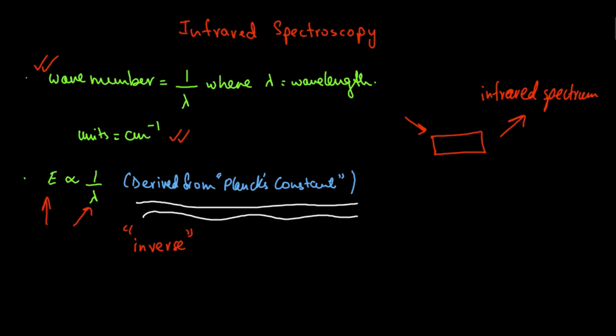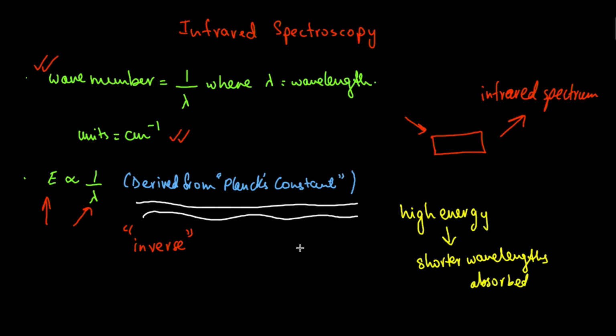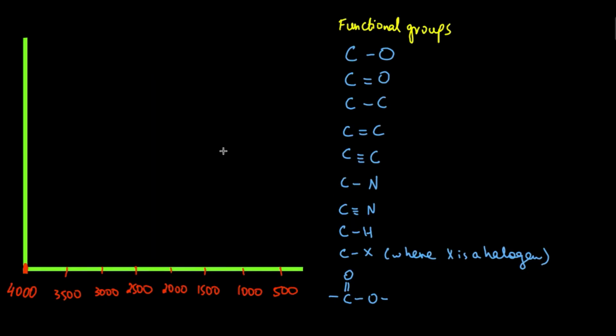That means if we have high energy, we should have shorter wavelengths absorbed, and if we have low energy, the opposite should happen, longer wavelengths absorbed. So this is what we are trying to aim for, that this is what the effect of energy has on the wavelength.